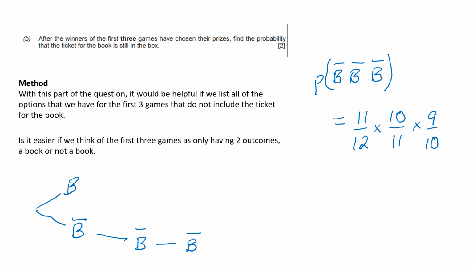Now the nice thing about this is we can cancel down here. This 11 here cancels with this 11 here, and we do it in a different color, in purple. This value of 10 here cancels with this value of 10 there. So we are left with 9 over 12, which is 3/4. So we've got a 3 in 4 chance that the book is still in the box after the first 3 goes.